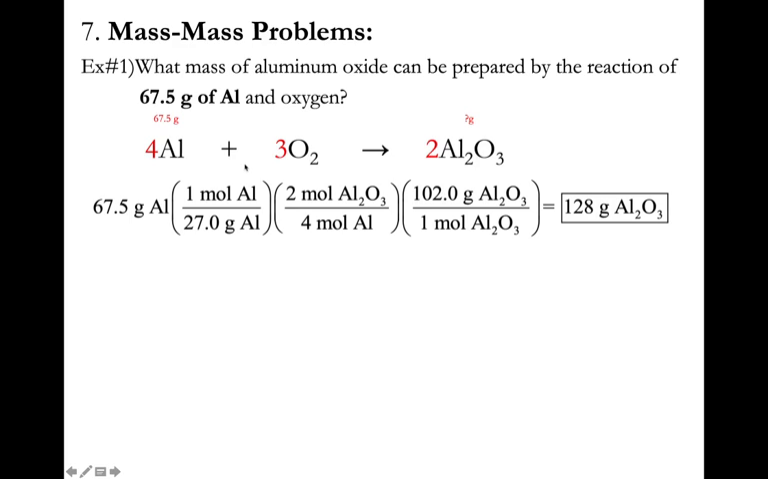So to take a step back and look at the big picture, I'm taking 67.5 divided by 27 times 2 divided by 4 times 102. And when you round that to 3 significant figures, which comes from the question, you find that your mass of aluminum oxide is 128 grams of Al2O3.